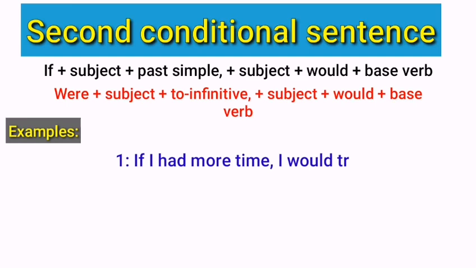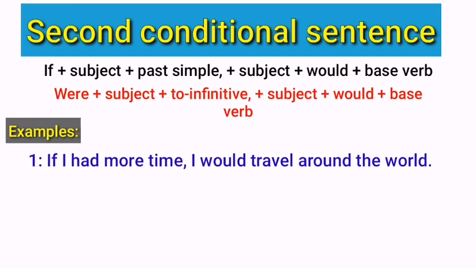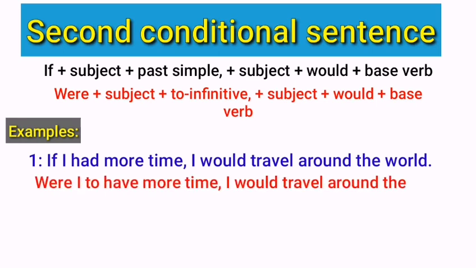If I had more time, I would travel around the world. Well, if you want to do inversion of this sentence, then first remove if, and add the word were, and then to infinitive and then the rest of the sentence. Like, were I to have more time, I would travel around the world. You can see, it is also a second conditional sentence, but this one is in inversion form. You should remember that the meaning is the same, but now it has just become more formal.